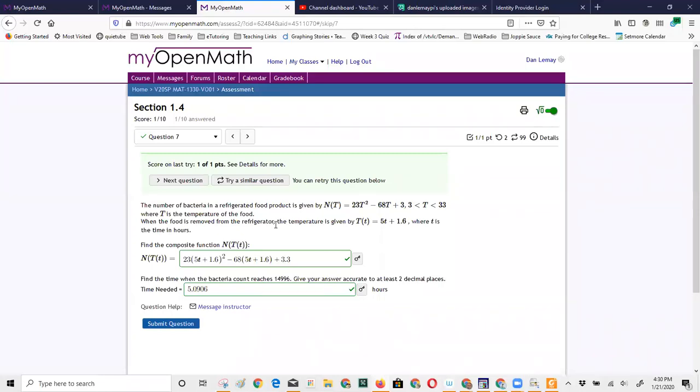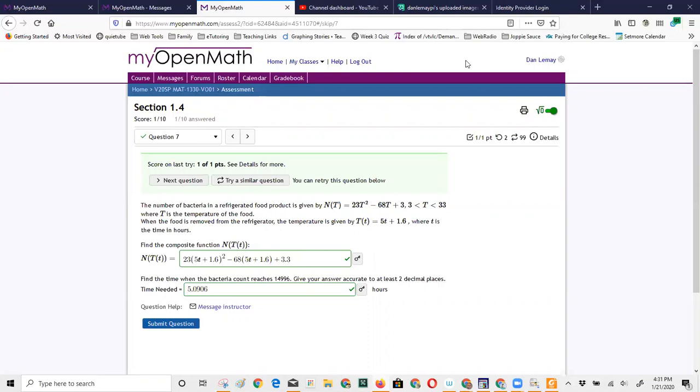So they want me to write, and then they tell me the temperature is based on the number of hours it's been left out of the refrigerator, and that's defined by this function. So they want us to write the composite function that will find the number of bacteria based on the elapsed time.